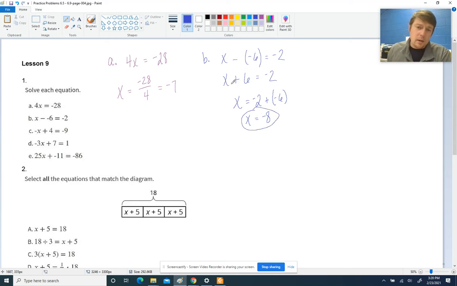And you can always plug your answer back in. Is negative 8 plus 6 equal negative 2? You have your calculator usage now. You can use that to your advantage and do some of those checks with your calculator.